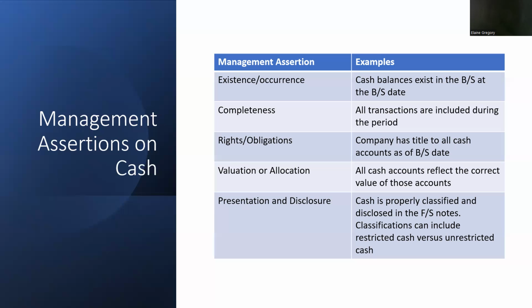We want to be sure that the company has title to all cash accounts as of the balance sheet date. We want to make sure that all the cash accounts reflect the correct value within those accounts. And we want to make sure that cash is properly classified as cash, cash equivalents, and disclosed in the financial statement notes. Now, we can also include cash as being restricted cash versus unrestricted cash. Restricted cash could be cash that is being held for a specific use. It might even be in a separate cash account.